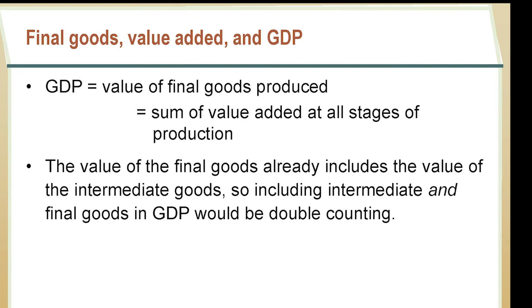When we talk about GDP, we talk about the value of final goods and services produced within a region in a particular period of time, and it's usually the final market value. The value of the final goods includes the value of the intermediate goods, so including intermediate and final goods in GDP would be double counting. We don't count the price that the intermediate goods sold for. We only count the final good when calculating the expenditure method.